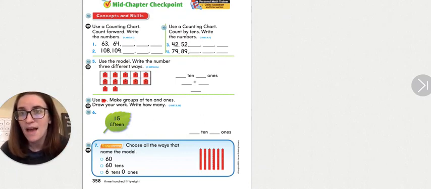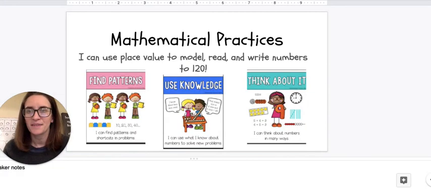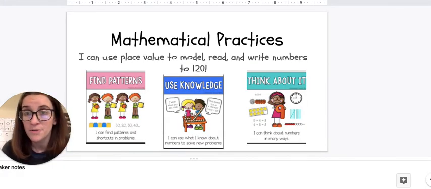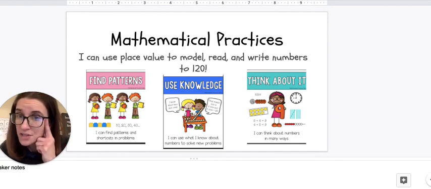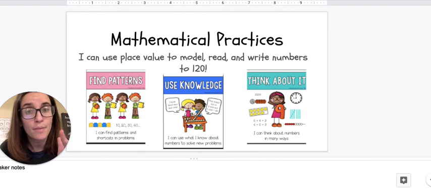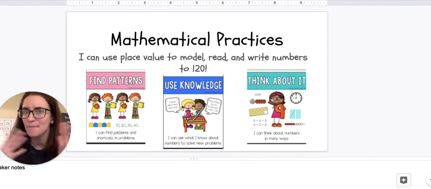Keep up the great math thinking, mathematicians. And remember, the math practices that you use are ones that you can take with you always. Find patterns, use the knowledge that you're learning to learn more about new problems, and lastly, think about numbers in many ways.